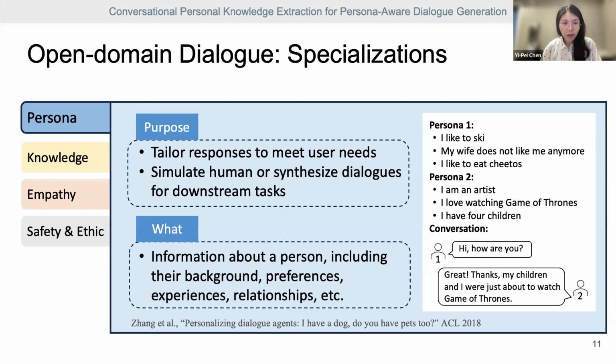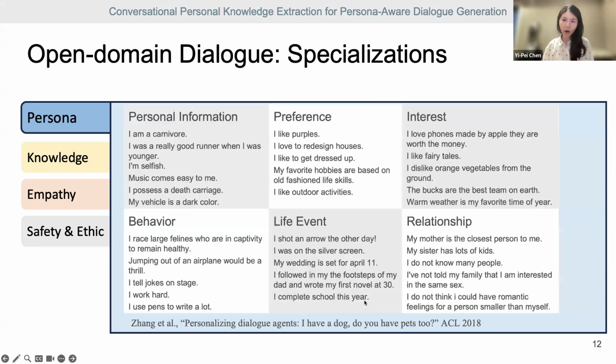In open domain dialogue generation research, there are some specializations. For example, persona-aware dialogue is one of the most critical specializations. A persona is defined as the information related to a person, which might include their background, preferences, experience, relations, and so on. These are some examples of persona sentences. Note that we will talk about this later: not all personas are presented in this form, but most of them are.